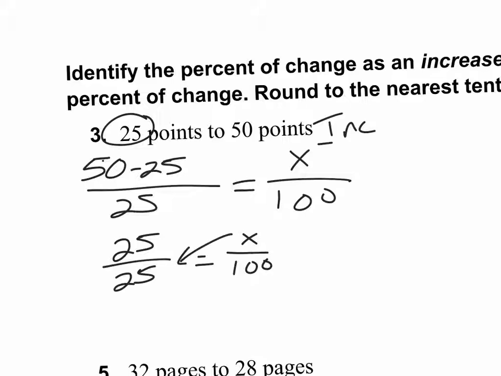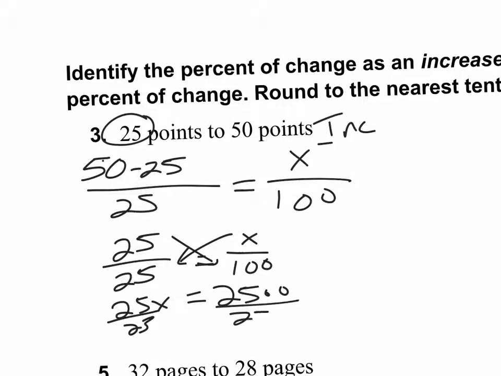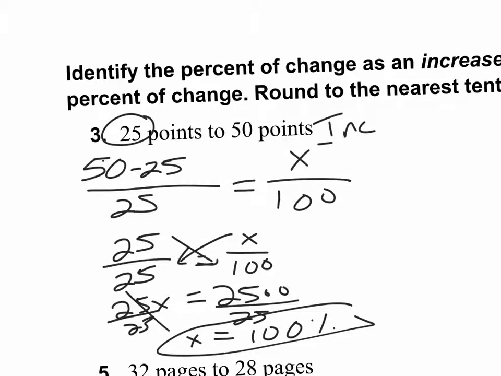And you can do your cross products. We get 25x is equal to 2,500. Divide by 25, divide by 25. X is equal to 100. And we have percent, so it's 100%.